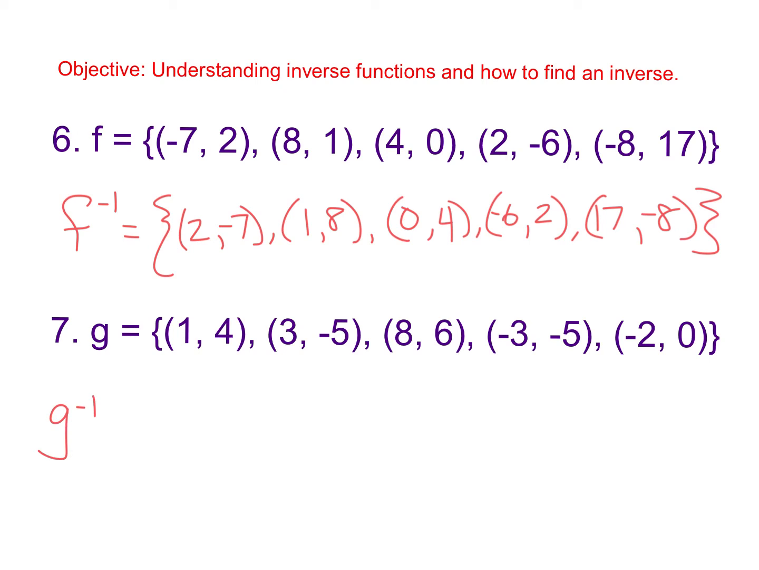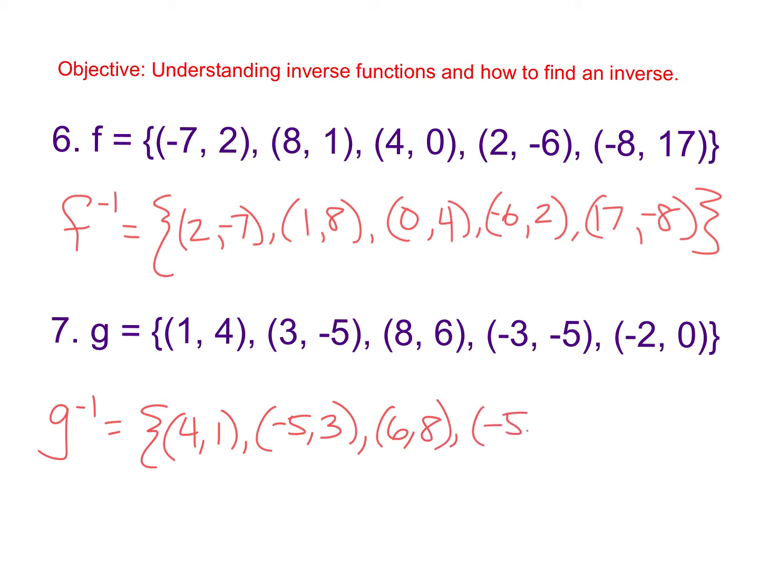So the inverse of g is g minus 1. So I'm going to flip 1, 4, and I get 4, 1. I'm going to flip 3, -5, and I get -5, 3. Flip 8, 6, and I get 6, 8. Flip -3, -5, -5, -3. And flip -2, 0, 0, -2.